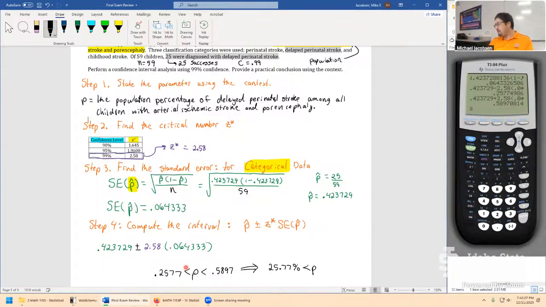25.77% is less than p as a percentage, which is less than 58.97%. I'll use the percentage when we go down to the practical conclusion next. So let me take a quick screenshot.